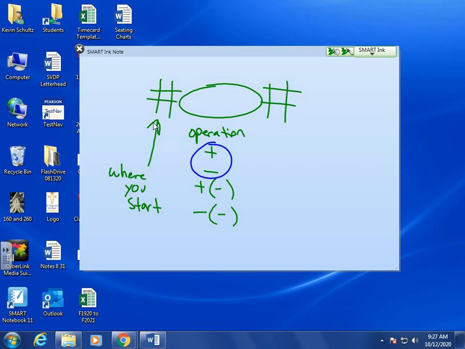Then comes the operation. Okay? And this number here tells you how far on the number line you go. Right? You're adding 6. You're subtracting 5. Okay? It's how far on the number line you go. Okay? Again, the operation is what comes in between those numbers.